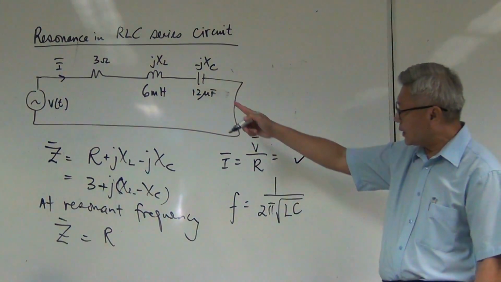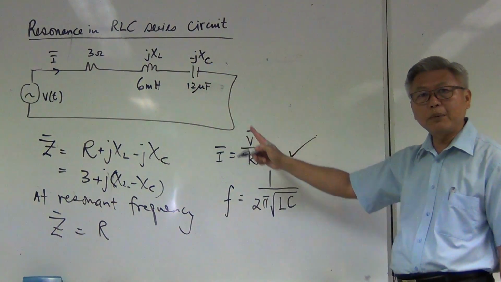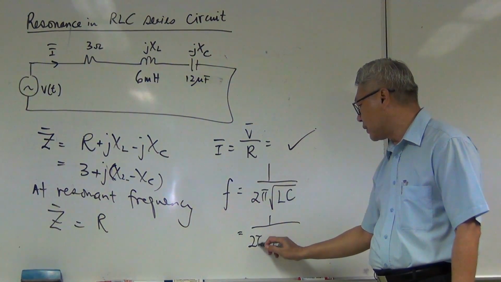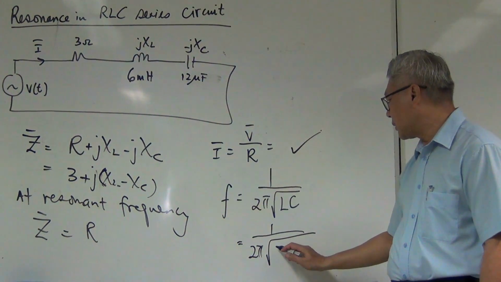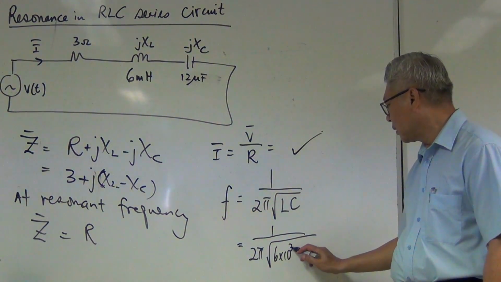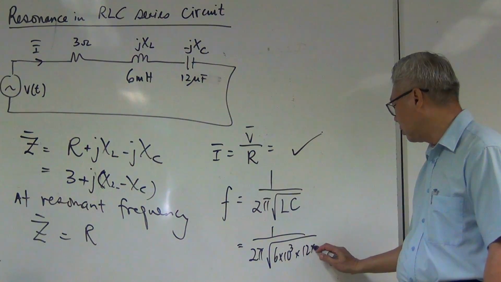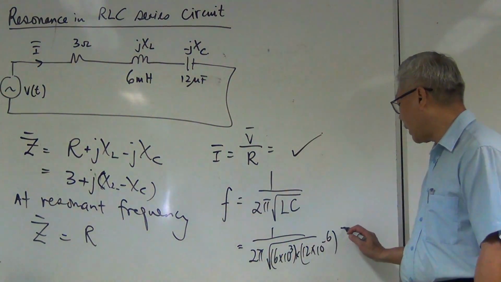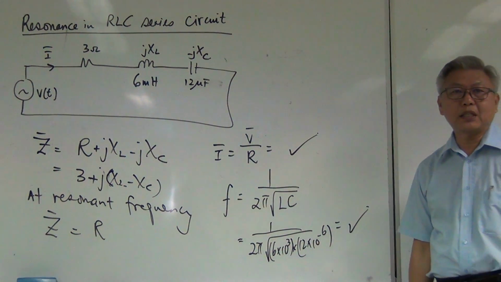In other words, in this equation here, if I were to ask you to find the resonant frequency, you plug in the value of the inductance and the capacitance. Inductance is 6 milli, and the capacitance is 12 micro, right? And you should be able to get the resonant frequency.